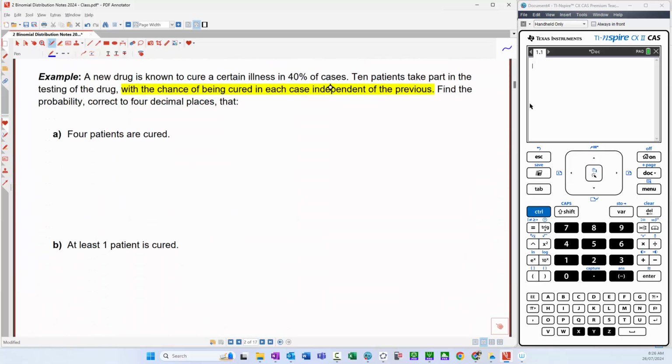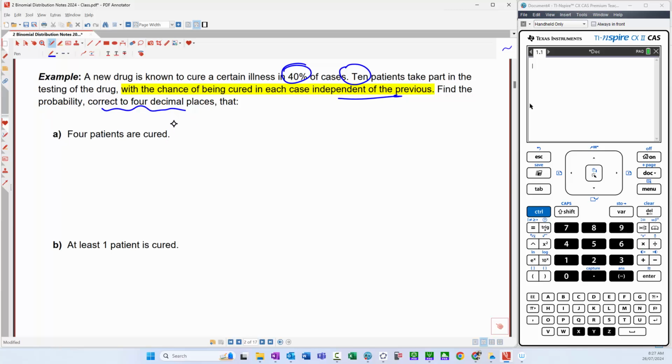All right, so let's do a couple of questions. A new drug is known to cure a certain illness in 40% of cases. 10 patients take part in the testing of the drug with a chance of being cured in each case independent of the previous. I added that to the notes only because VCAA tend to use this sentence in binomial questions, and that's the big thing that I look for to detect whether we've got binomial on our hands or not. So find the probability correct to 4 decimal places that 4 patients are cured.